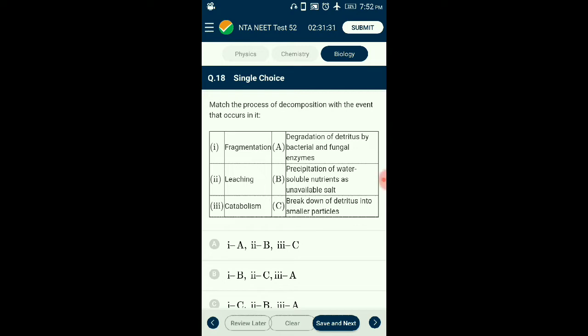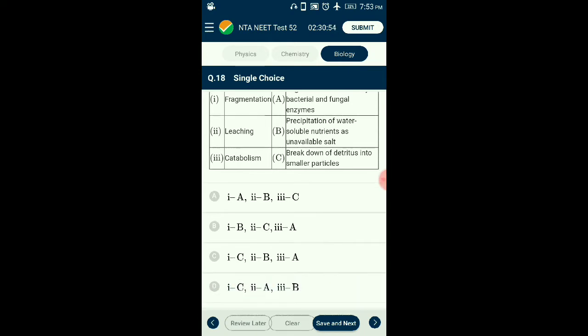Fragmentation, leaching, and catabolism are important steps of decomposition. Fragmentation is the process of breakdown of detritus, consisting of remains of dead plants and animals, into small particles by detritivores like earthworms. The water-soluble inorganic nutrients obtained from decomposition get precipitated as unavailable salts. This process is known as leaching. Degradation of detritus into simpler inorganic substances by bacterial and fungal enzymes is called catabolism. So the correctly matching option is option C.